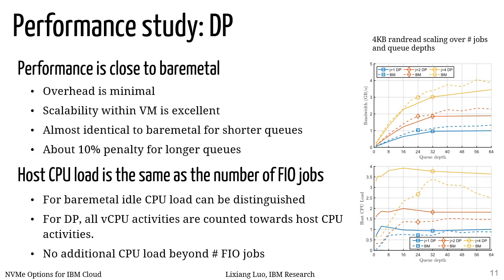Host CPU load is basically the same as the number of FIO jobs, which is not surprising at all. There is no CPU load beyond the number of FIO jobs. So the summary is device pass-through is almost the same as bare metal.